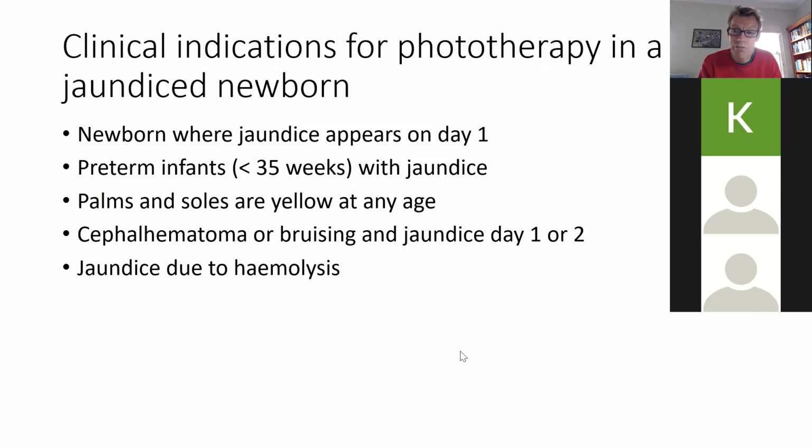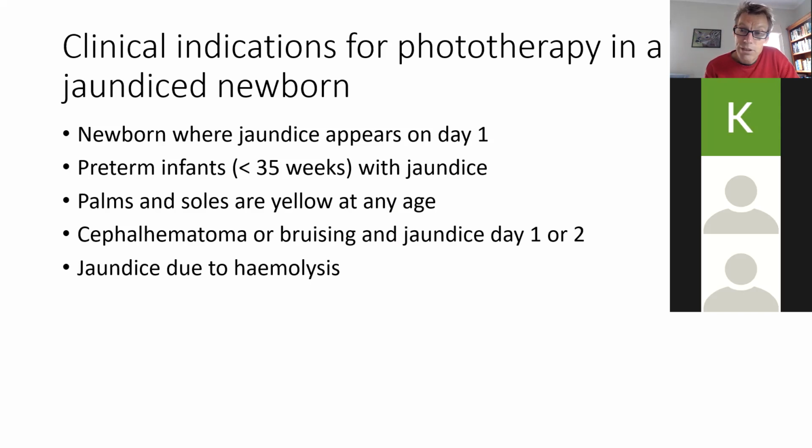I think it's good for us to have some sort of standard for when babies need phototherapy, because we can't always measure the bilirubin level. So I have these clinical indications. Always when newborn babies are jaundiced on the first day of life, then I give phototherapy straight away. If babies are preterm, less than 35 weeks with jaundice, then I always give phototherapy. If the baby's got jaundice on the palms of the hands and the soles of the feet at any age, then I think that's an indication that the bilirubin is too high and you should start phototherapy.